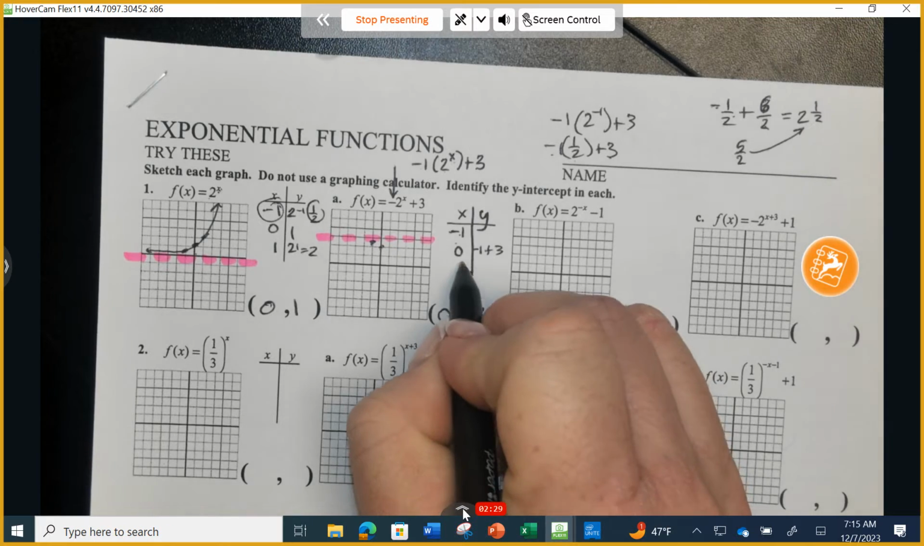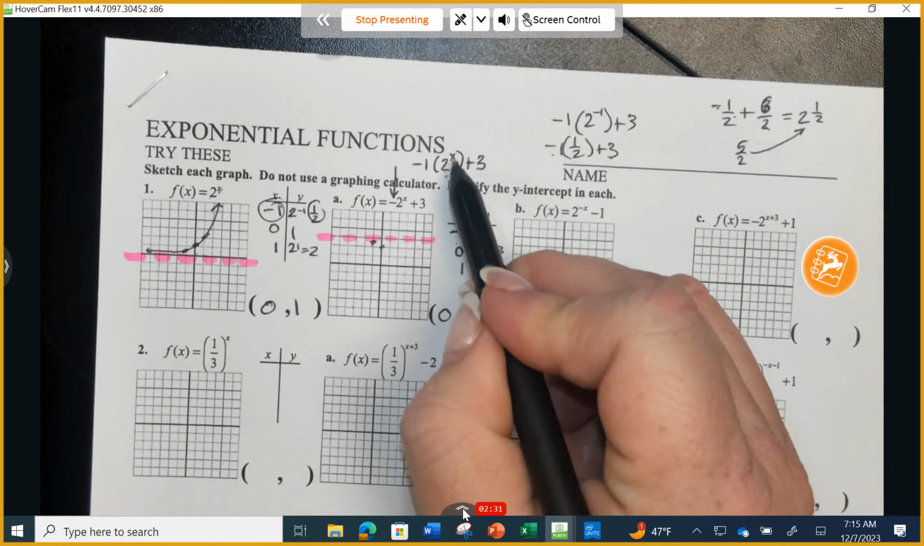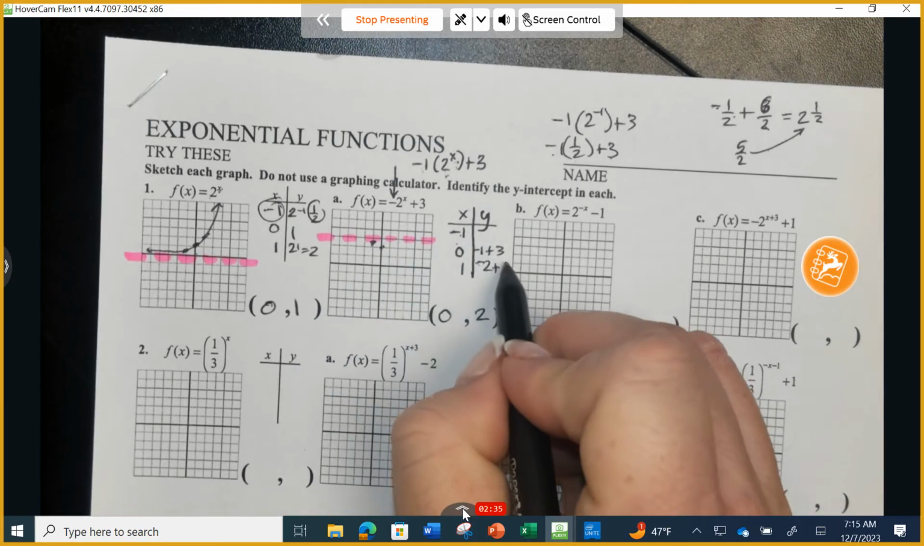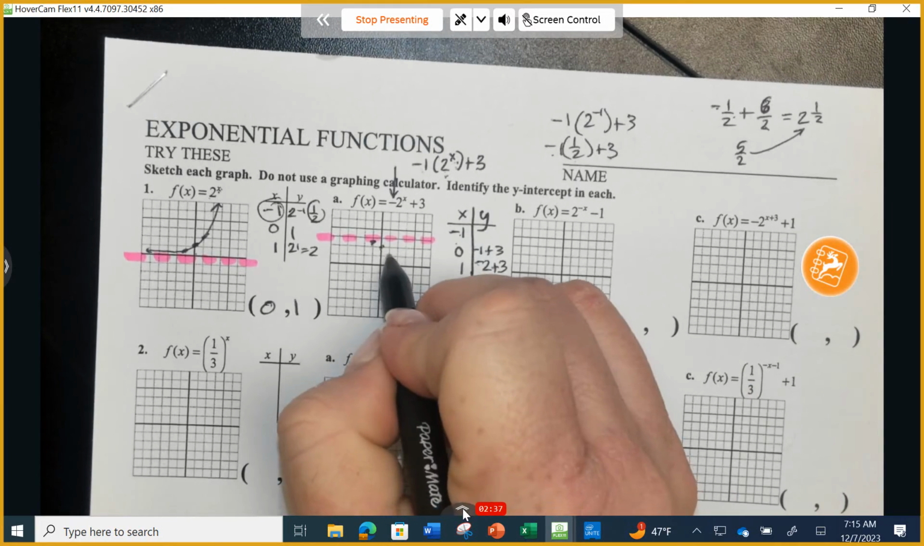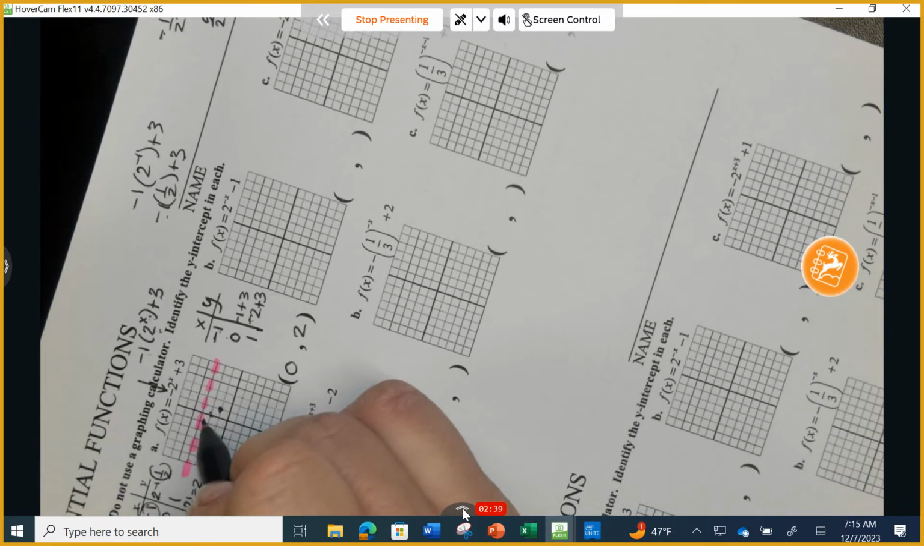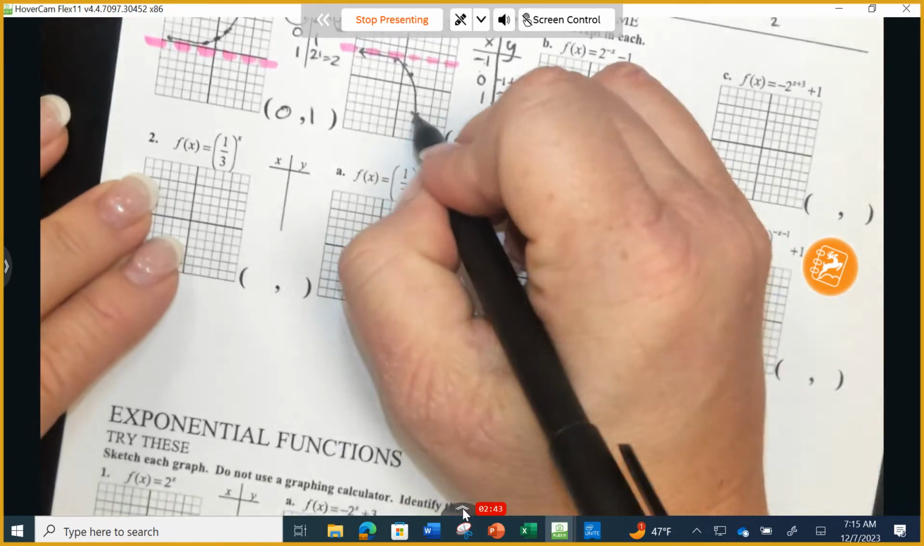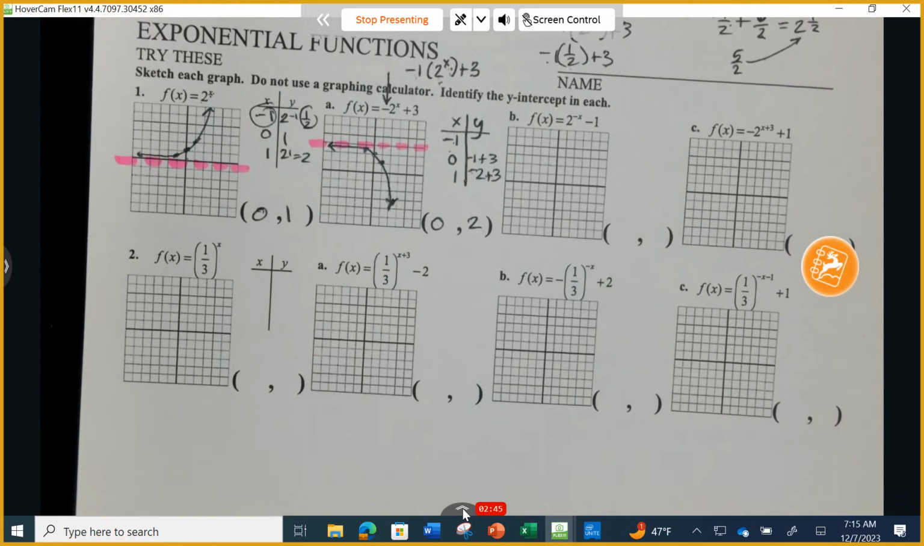I'll do one more. So 2 to the first power is 2. 2 times -1 is -2. And -2 plus 3 is 1. So I have my general idea here. I'll find out exactly how many points do you need on each graph. I definitely need 3 points on each graph.